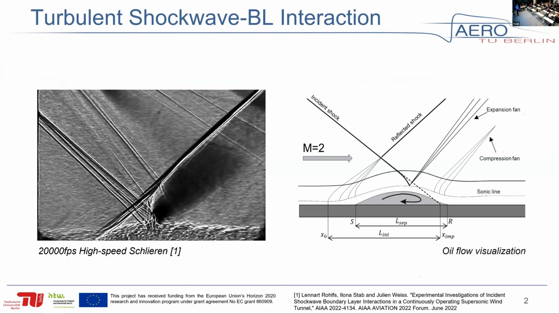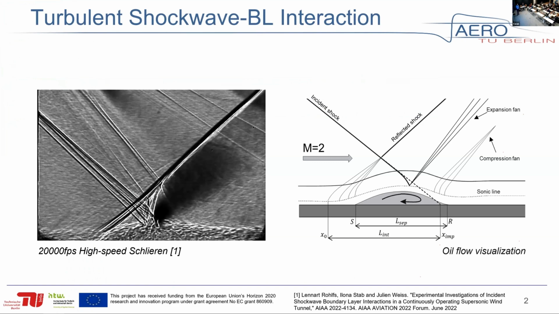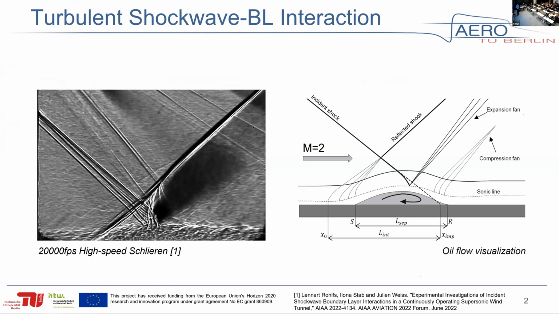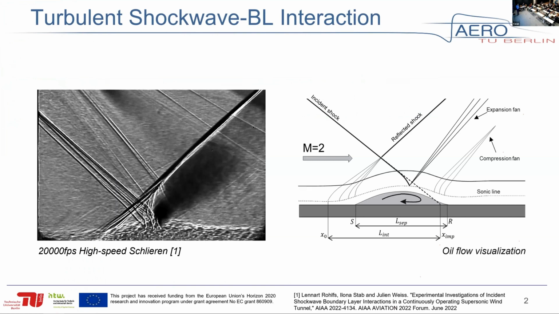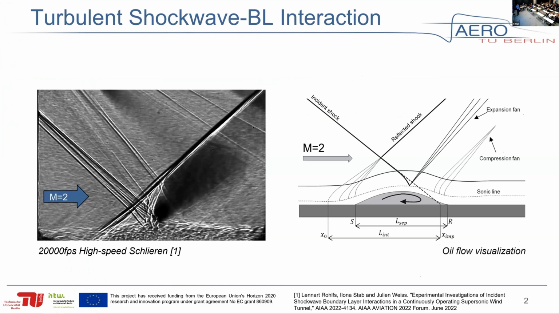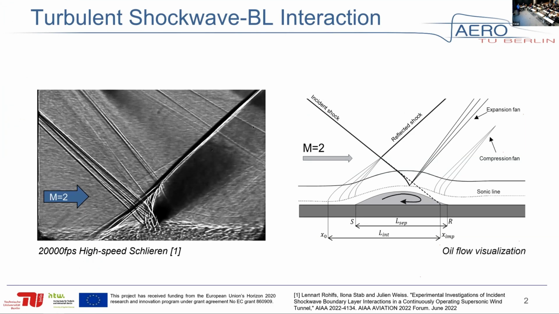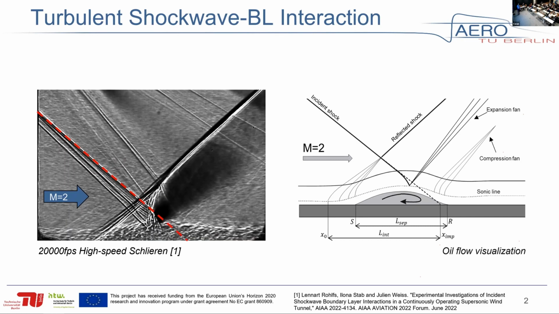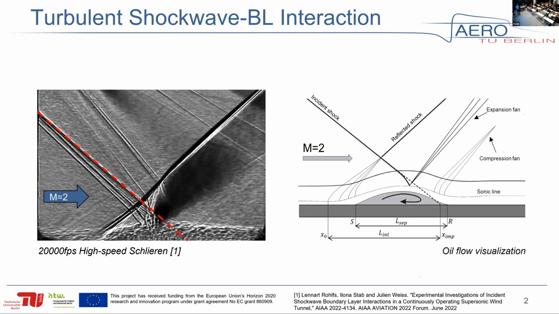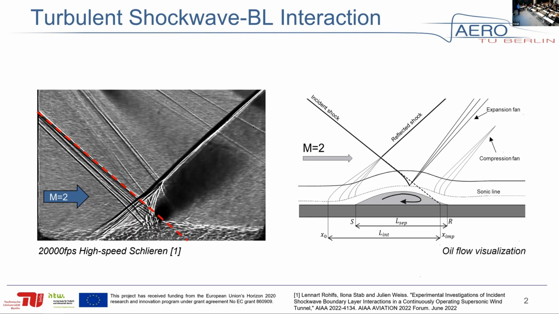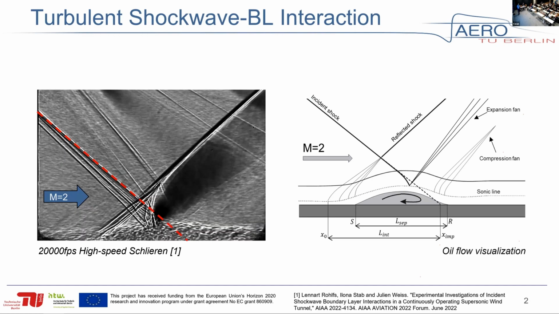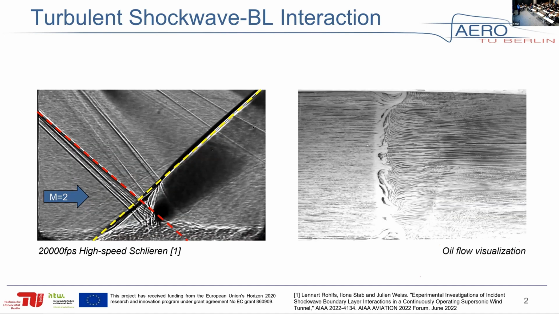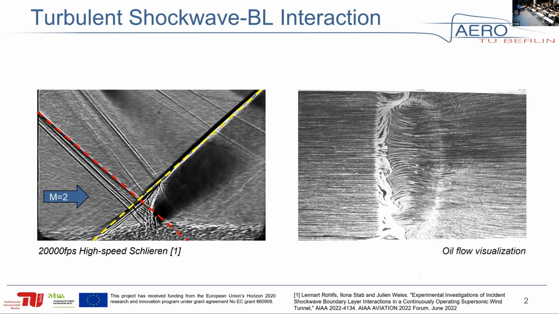Here on the left, you can see a Schlieren visualization taken at 20,000 FPS of our SBLI. And the flow is coming, of course, from the left to the right, and it's a Mach 2 flow. And you can clearly see the impinging shockwave in red. And this shockwave generates the adverse pressure gradient that is creating the separation in the boundary layer, and it creates this classical lambda formation. And here on the right, you can better see the separation in this whole flow visualization.